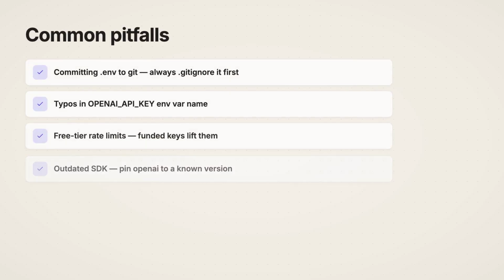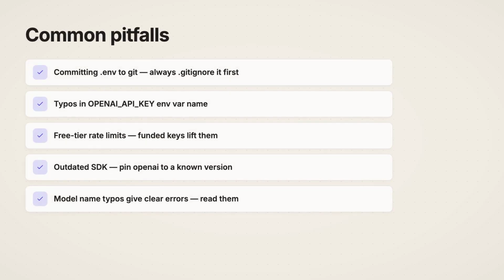5 pitfalls that catch beginners. Committing your .env file to Git. Always gitignore it first. Typos in the OPENAI_API_KEY environment variable name. Free tier rate limits, which a funded key lifts. An outdated SDK. Pin the OpenAI version in your requirements file. And model name typos give clear error messages. Read them before reaching for Stack Overflow.